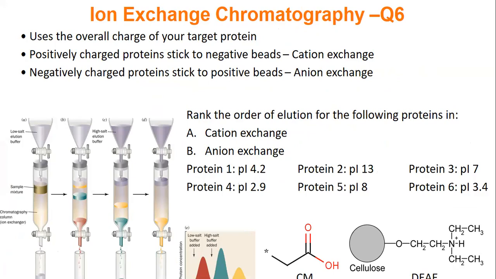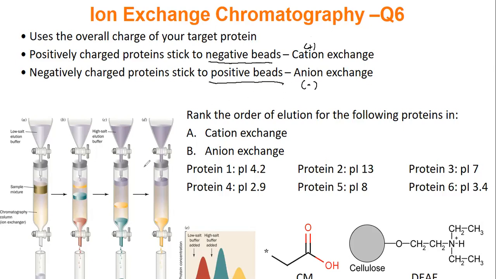ion exchange. For ion exchange chromatography, you have two types: cation exchange and anion exchange. And the name is telling you what type of protein you are binding to, right? So cation exchange, cations are positive. They bind to positive proteins, so they have negative beads. Anion exchange binds to negative proteins, so they have positive beads.